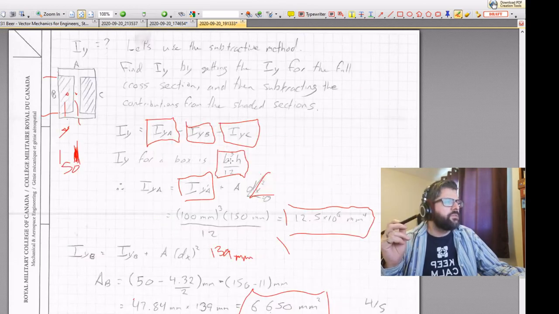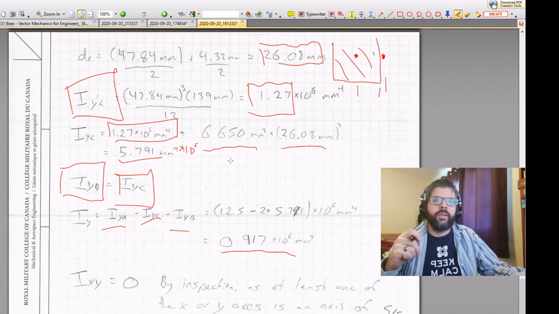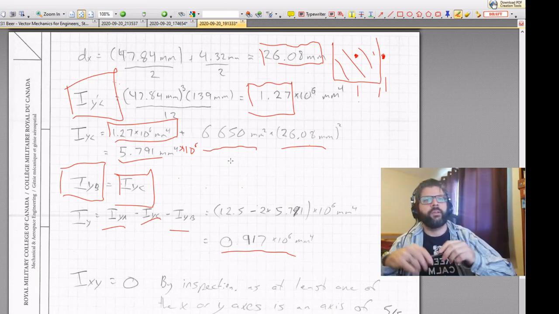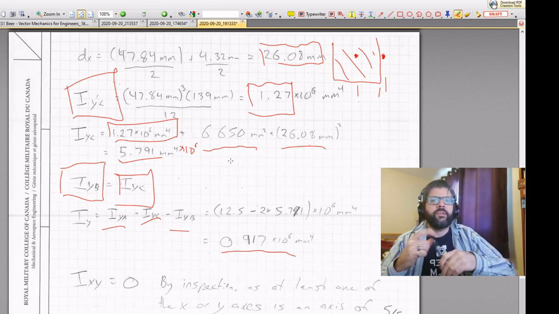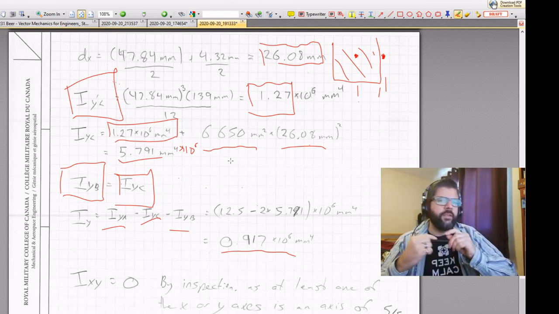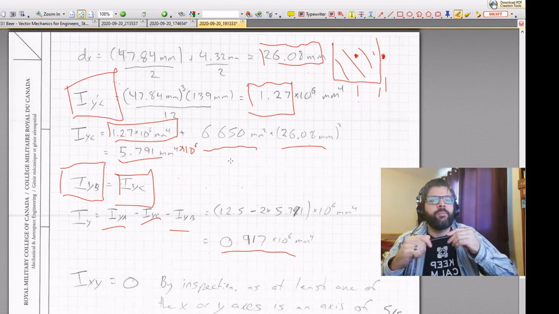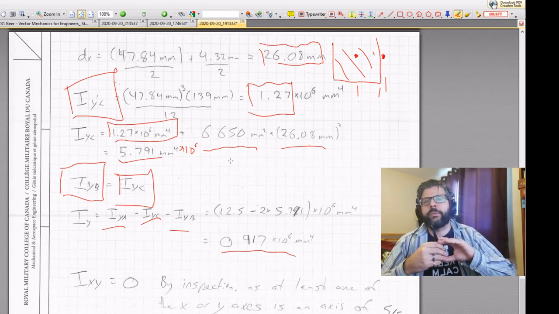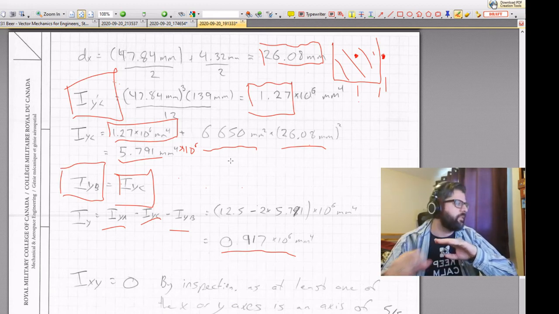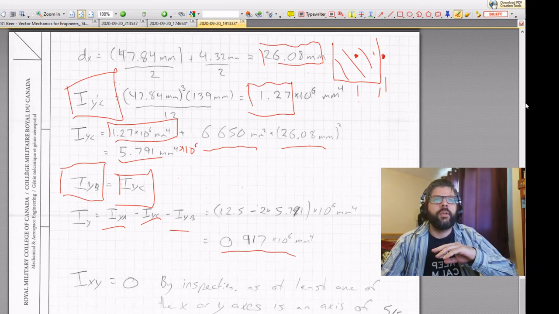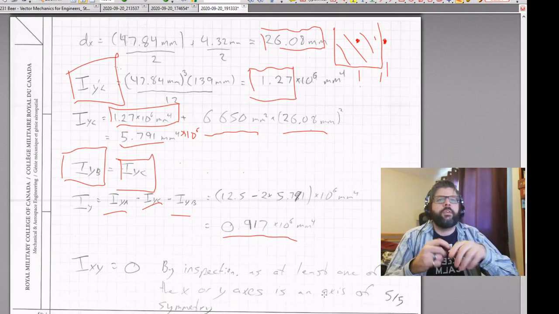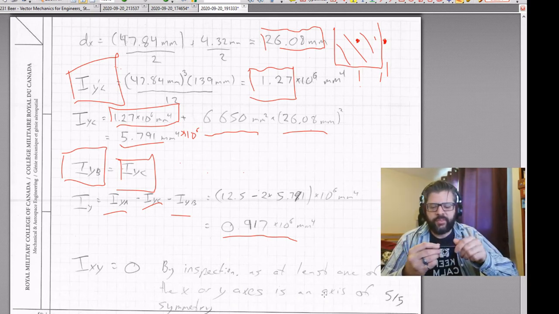The next thing that we need to calculate to get the last of our geometric properties here is our IXY, but we know that's 0 by inspection because at least one of the x or y axes is an axis of symmetry. So we can look at that and just declare IXY to be equal to 0. So that gives us the last thing that we're looking for.